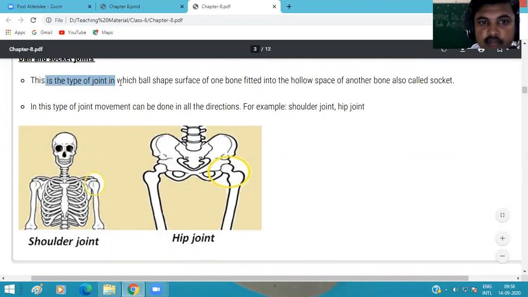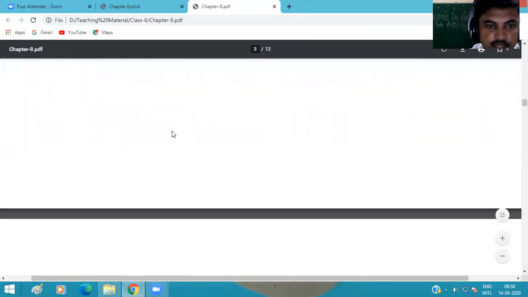So this is the type of joint in which the ball shaped surface of one bone is fitted into the hollow space of another bone. The ball is one part, the second is called the socket, and this type of joint is called a ball and socket joint. In this type of joint, movement can be done in all directions. Shoulder joints and hip joints are examples of it.